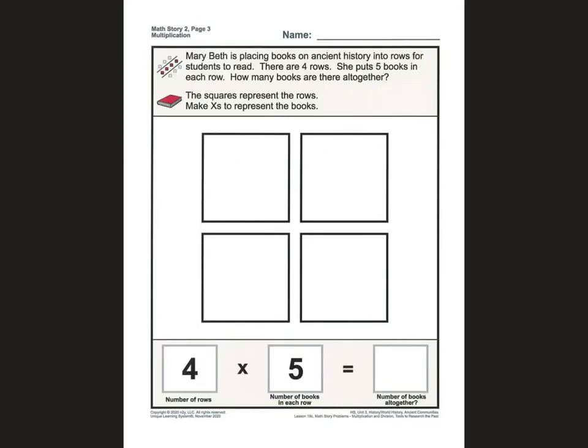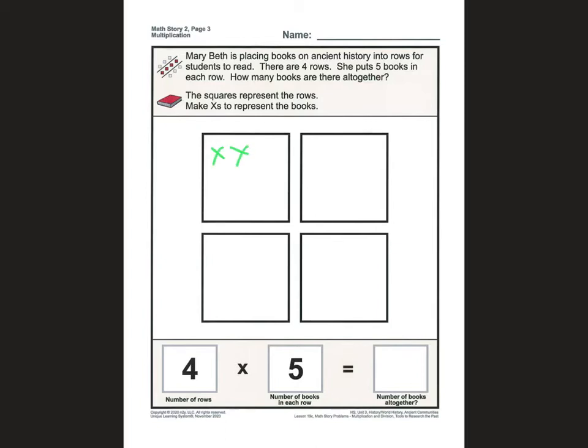Mary Beth is placing books on ancient history into rows for students to read. There are 4 rows. She puts 5 books into each row. How many books are there altogether? The squares represent the rows, and the X's will represent the books. We're going to put 5 books into each row.